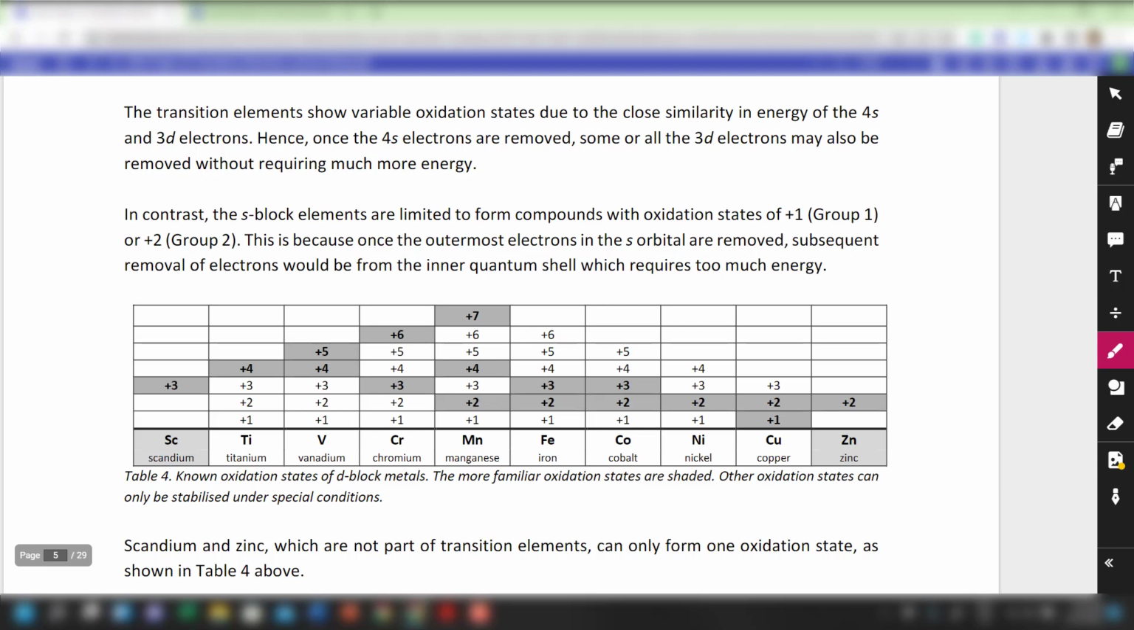We call that the middle point, where 2 4s electrons are being removed and 5 3d electrons are being removed. So manganese is able to achieve the highest oxidation state possible, given by the number of 4s and 3d electrons. However, when we move on to the next element, which is iron, you'll notice that its maximum oxidation state doesn't go to +8.